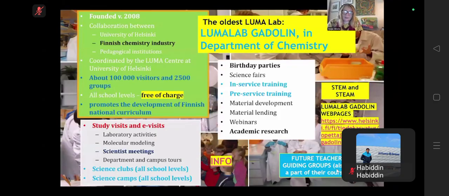We have built 17 LUMA Labs at different universities. The oldest one is LUMA Lab Gadolin. And for example, hydrogen energy is one of those topics going on. We are trying to open up to youth and teachers what hydrogen energy is in general in sustainability, and what kind of research and solutions are going on.